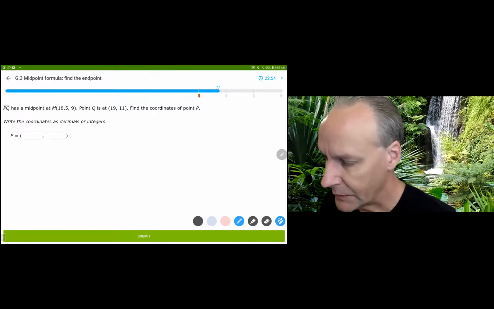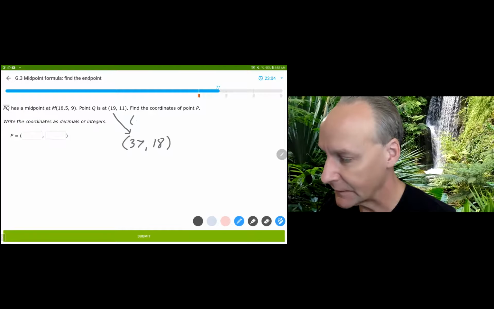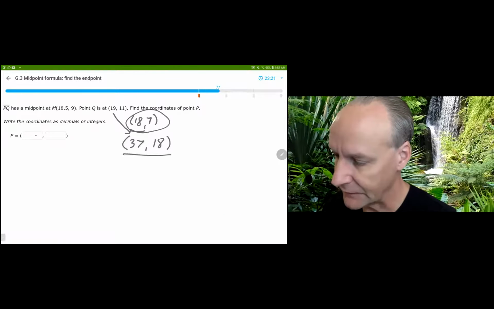All right, I want to double my midpoint. 18 doubled is 37. I won't make that mistake again. 18 for the 9. And to get to the 37, I need, looks like 18, huh? And 11 plus 7 is 18. So 19 and 18 is 37. 11 and 7 gives me 18. This is double my midpoint. So my other point is 18, 7.